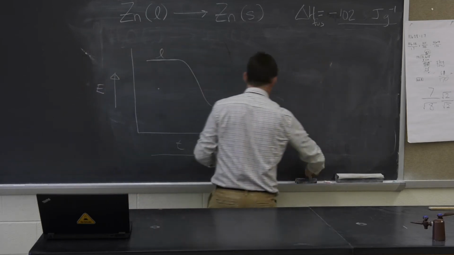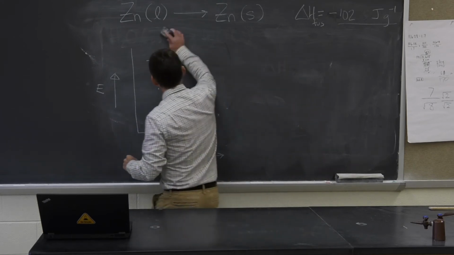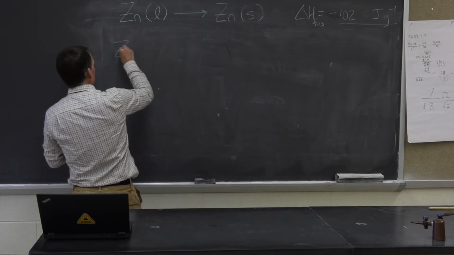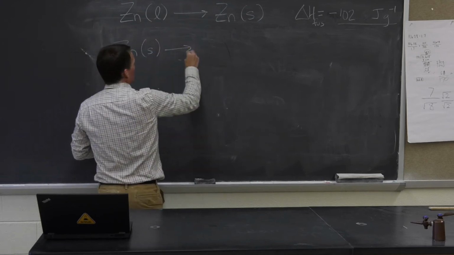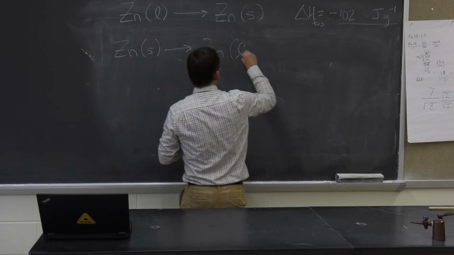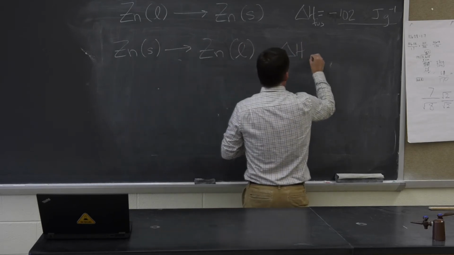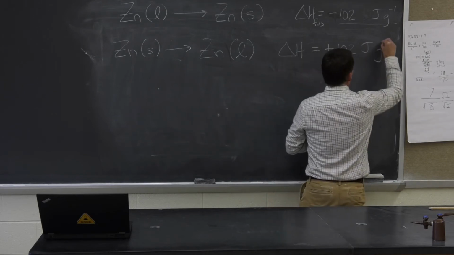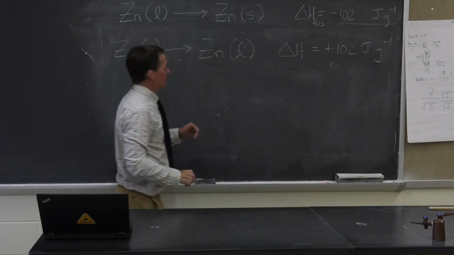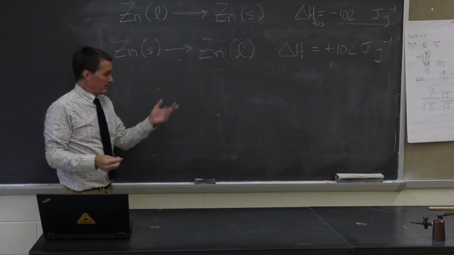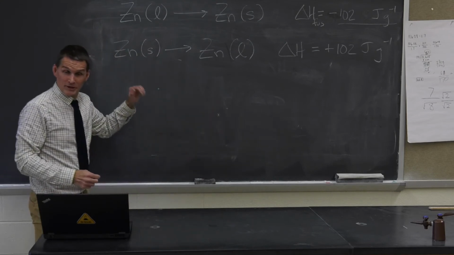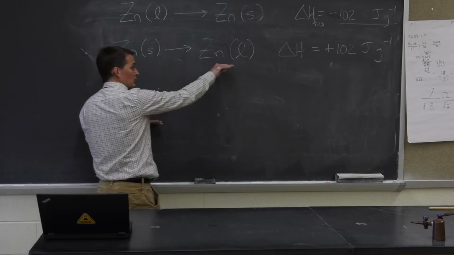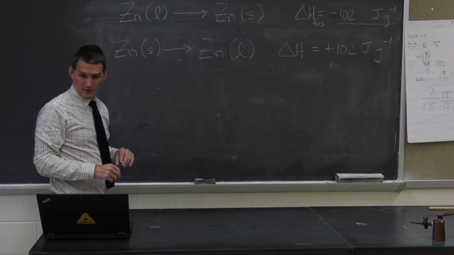If we were to flip this around and look at zinc solid going to zinc liquid, the delta H for this is going to be a positive 102 joules for every gram. We just flip the sign. And in this case, we'd be going the reverse direction on that diagram, from the solid, low kinetic energy of particles, to a liquid, higher kinetic energy of particles.